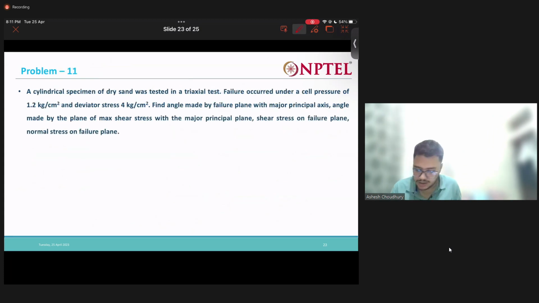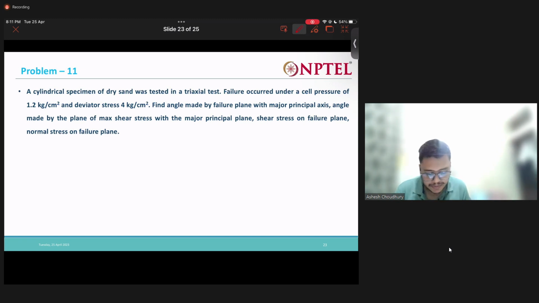Okay. So this is the last problem that we'll be solving for this course today. So let us see, this problem is actually from our shear strength chapter, right? On the shear strength topic. So let us solve this problem.